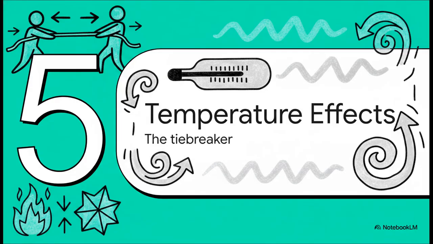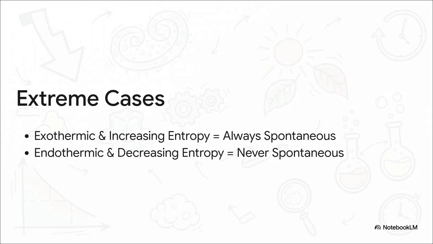And finally, Section 5, temperature effects, the ultimate tiebreaker. Let's look at the extremes where things are super clear-cut. When enthalpy and entropy actually agree, predicting spontaneity is a breeze. Look at case 1, an exothermic reaction giving off heat that also creates more disorder. Both factors want this reaction to happen. So this reaction is always spontaneous no matter the temperature. But case 2 is the exact opposite, an endothermic reaction that absorbs heat and decreases disorder. Here, both factors are fighting spontaneity. Delta G will always be positive, meaning this reaction will absolutely never happen on its own under any conditions.